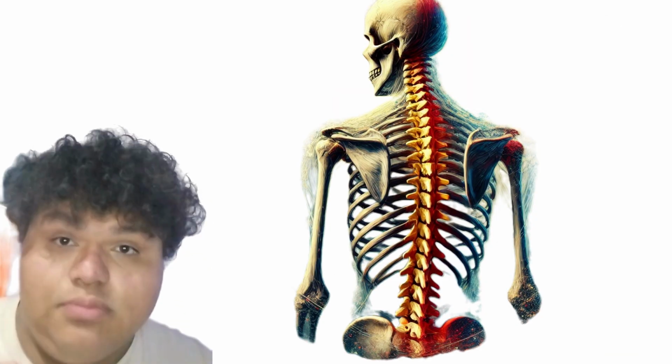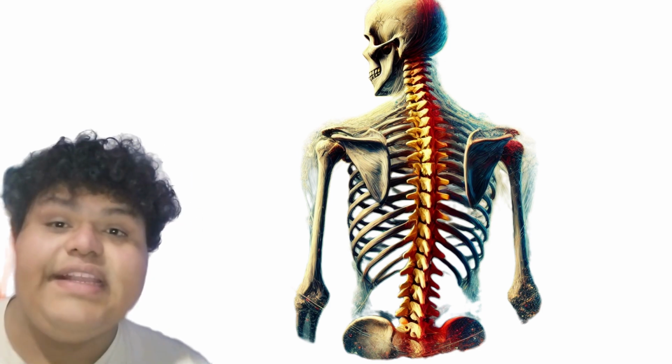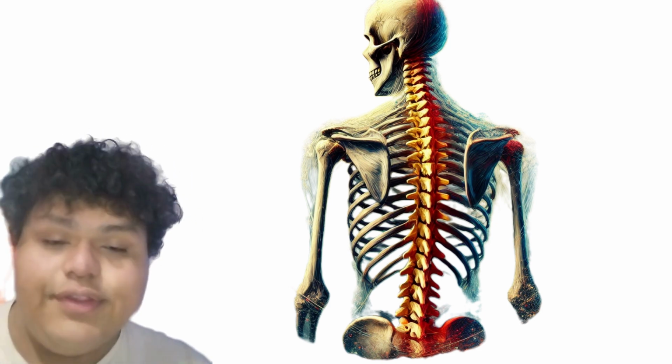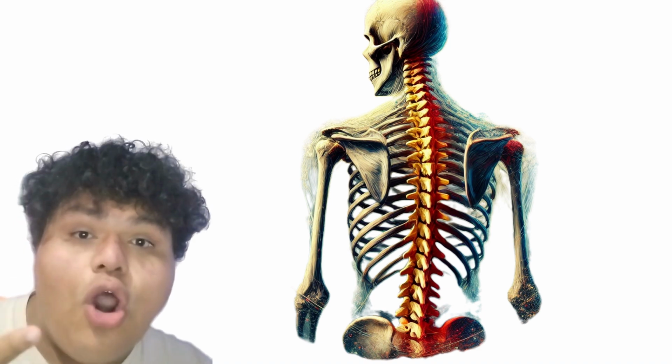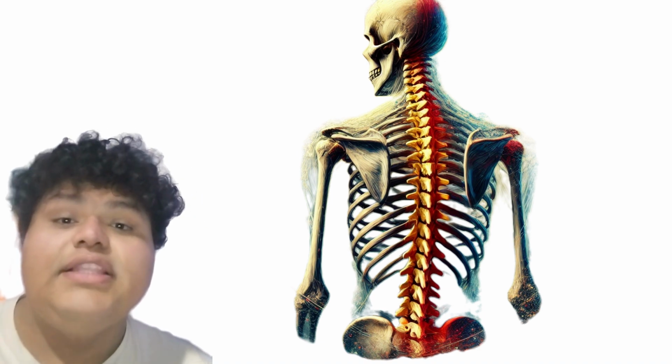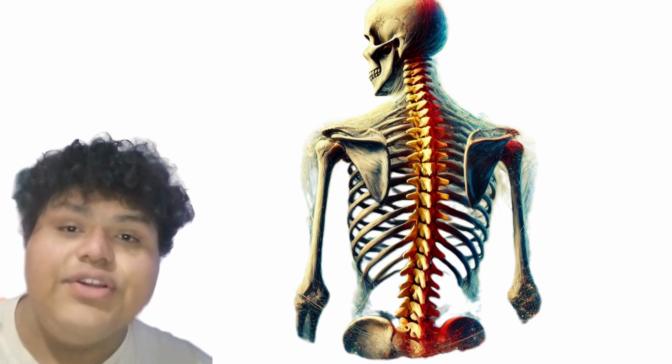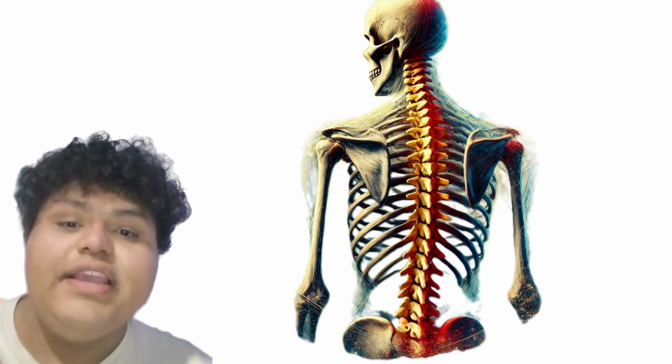2. The vertebral column. The vertebral column, also known as the spine, is a series of bones that extend from the skull to the pelvis, protecting the spinal cord and supporting the body's weight. The vertebral column consists of 33 vertebrae, divided into 5 regions.